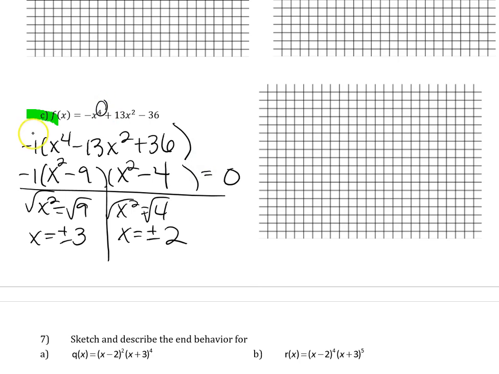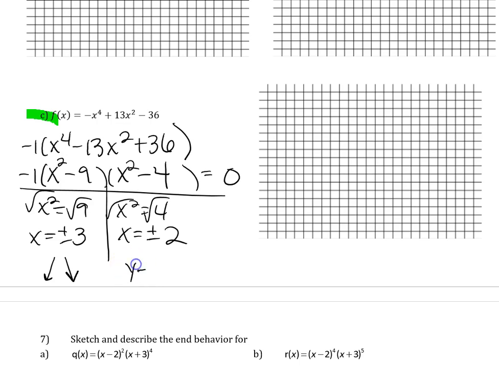Since the leading coefficient is negative, that means that we are going to have end behavior that looks like this. Okay, again, because the degree is even, it has to be the same end behavior in either direction. Since the leading coefficient is negative, it's got to be down. Okay, what else do I need?